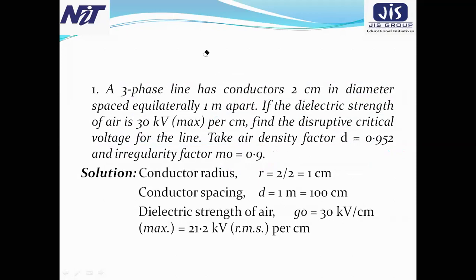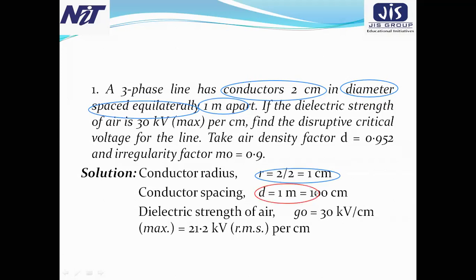Now, as per the problem, we have to write all the data which are given. So the conductor radius: what is the diameter? The diameter is 2 centimeter, conductor 2 centimeter diameter, spaced equilaterally and 1 meter apart. If the diameter here is 2 centimeter, then what will be the radius? 2 by 2, that is 1 centimeter. The conductor spacing is also given, 1 meter apart from each other.